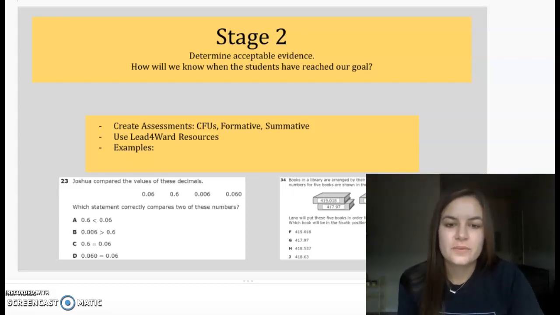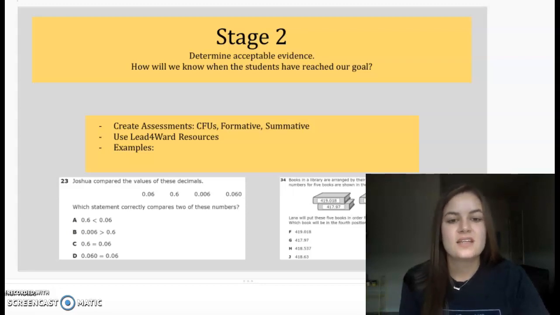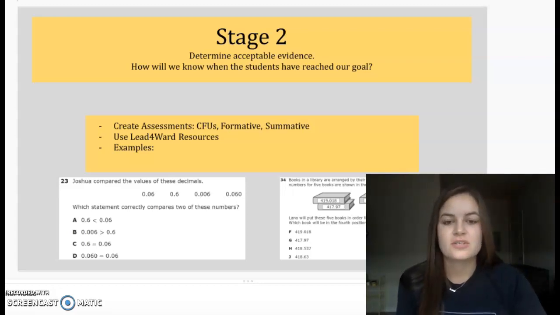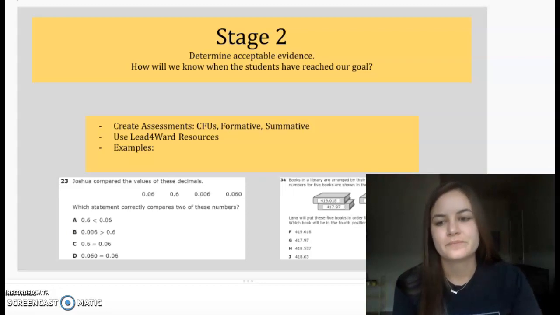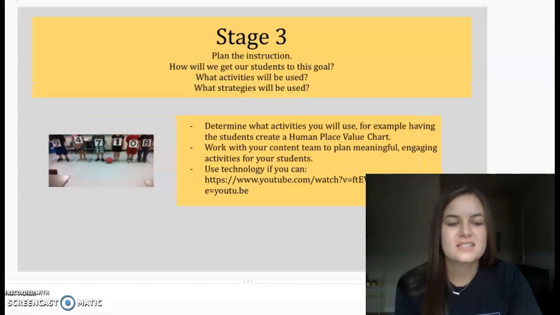So here we have 2 different examples of how they can ask 5.2b. The first one is more using the symbols. In the second question, the students would have to order them and then count to the 4th position to determine the correct answer. So those are two examples based on what objective we had picked earlier. Then we're going to go right into stage 3.